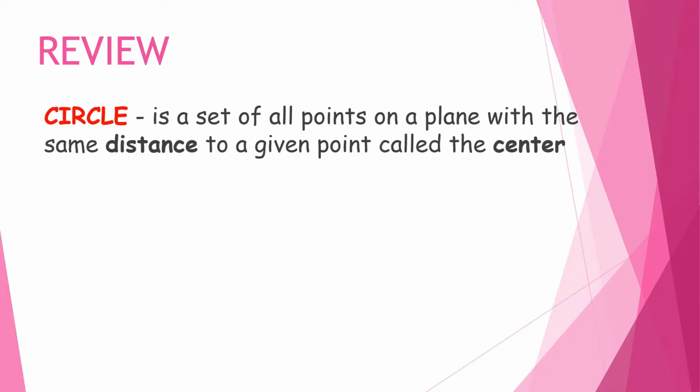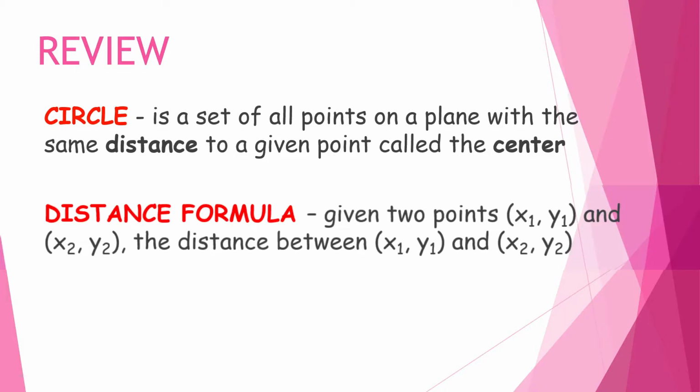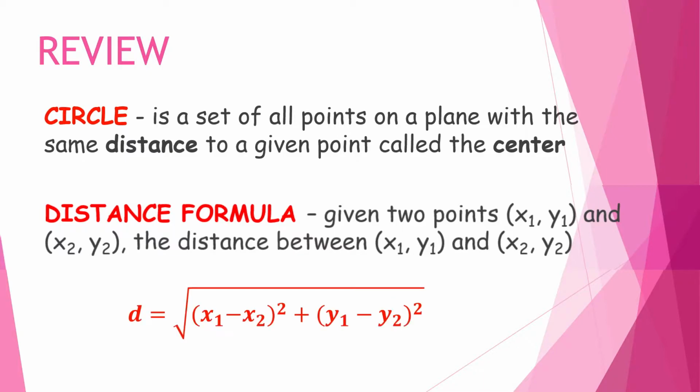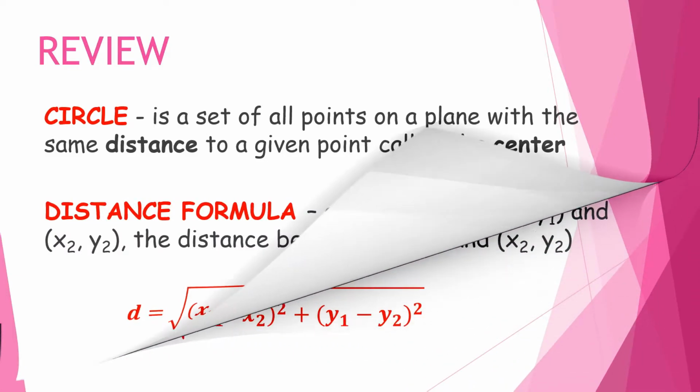For this lesson we're going to use the definition of circle, which is a set of all points on a plane with the same distance to a given point called the center, and the distance formula, which states that given 2 points x sub 1, y sub 1 and x sub 2, y sub 2, the distance between x sub 1, y sub 1 and x sub 2, y sub 2 is equal to the square root of x sub 1 minus x sub 2 squared plus y sub 1 minus y sub 2 squared.